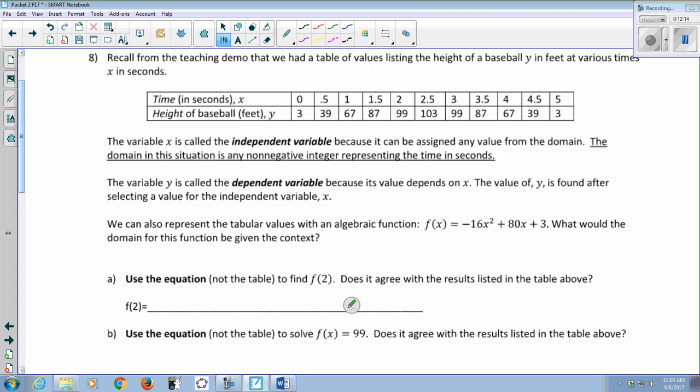We can also represent that table of values with an algebraic function. f of x equals negative 16x squared plus 80x plus 3. And the domain for this one would be x greater than or equal to 0, such that x is an element of the real numbers.